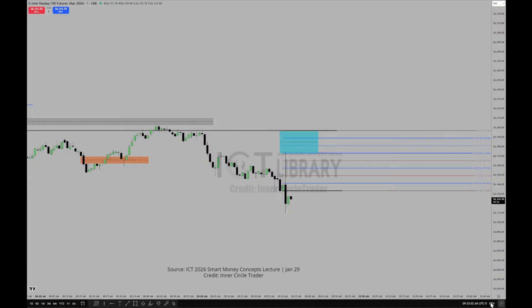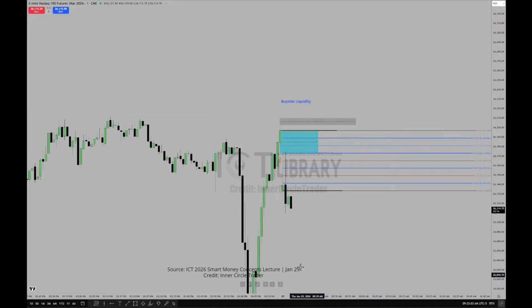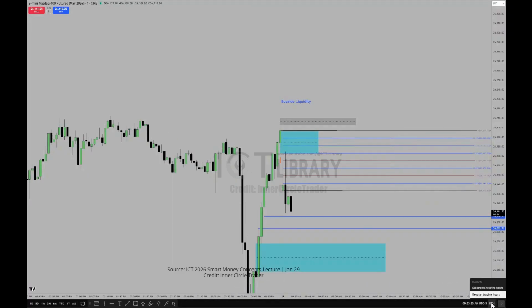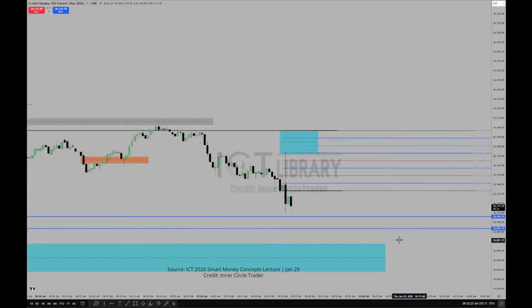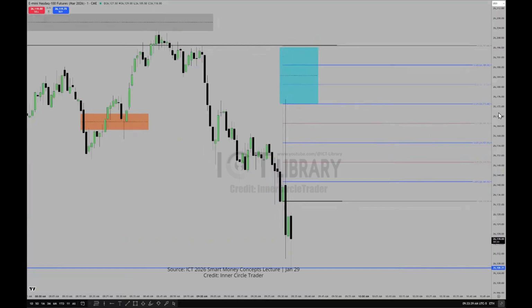From regular trading hours again, what pool of liquidity or inefficiency? We have this one, and we have this one here. And it's regular trading hours, I'm sorry, electronic trading hours. So if it continues to drop lower, I'd want to see sensitivity in either one of these. No initial first visit to the fair value gap yet.